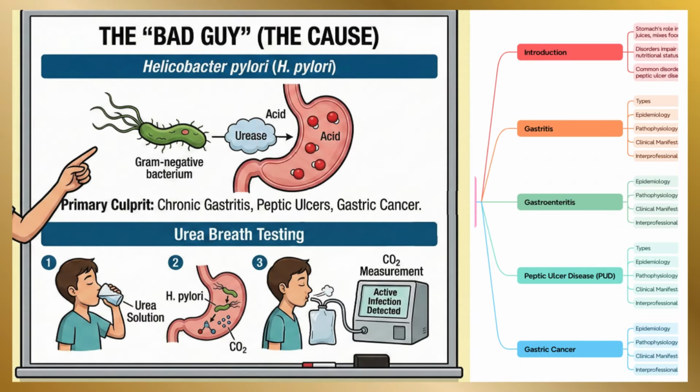We are at the last key term, urea breath testing. This is a non-invasive diagnostic test used to detect active H. pylori. The patient drinks a solution, and if the bacteria is present, it breaks it down, and we can measure the carbon dioxide in their breath. And these are your essential key terms for chapter 57.